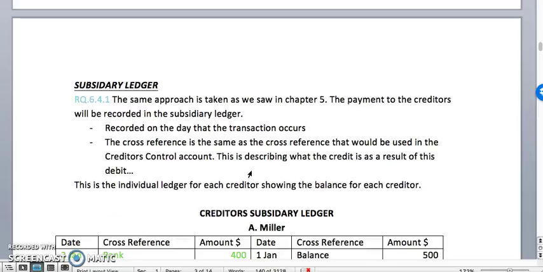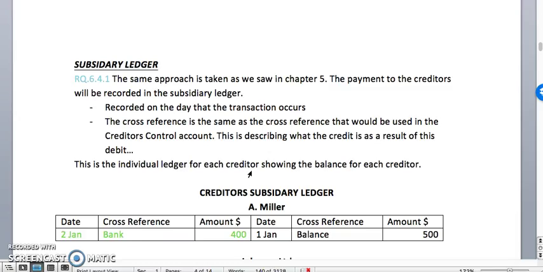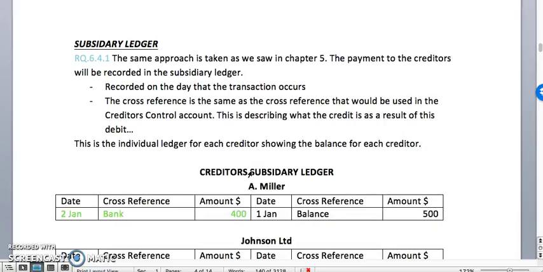Don't forget that within our cash payments journal, we are paying creditors back, so we will have to affect our creditor subsidiary ledger. Same approach as Chapter 5, the payments to the creditors were recorded in the subsidiary ledger, just as in Chapter 5 we increased the amount we owe to our creditors. Now we're going to be decreasing the amount we owe to our creditors. So it's recorded on the day the transaction occurs, always in the subsidiary ledger. This is not a month end, this is a day thing.